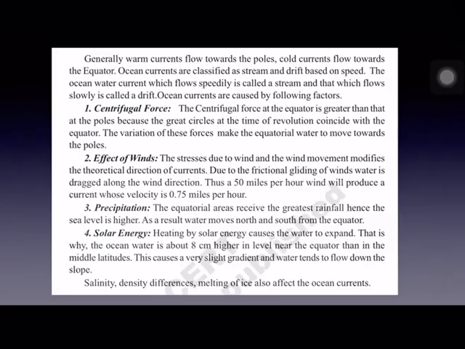Now, based on speed, ocean currents are classified into two types. The first one is stream. Ocean currents which move with great speed are called streams. For example, the Gulf Stream. And drift. An ocean current which moves slowly is called a drift. An example is the North Atlantic Drift Ocean Current. This North Atlantic Drift moves along the west coast of Europe during winter.